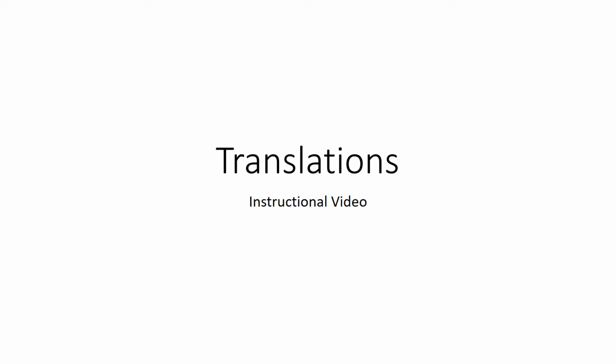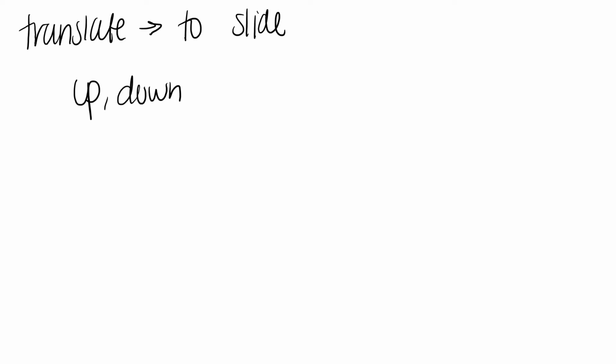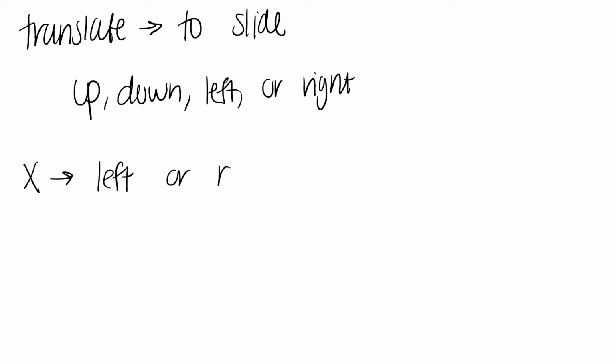This is an instructional video on translating shapes across the coordinate plane. The word translate in math means to slide. And so we can slide a shape up, down, left, or right. An x coordinate would be represented by moving the shape left or right, and the y coordinate would be changed by moving the shape up or down.